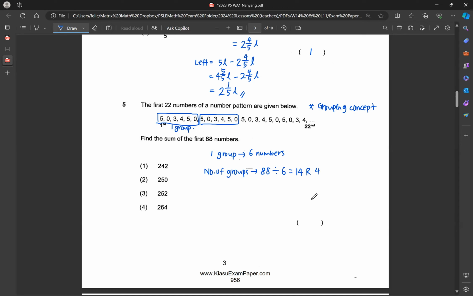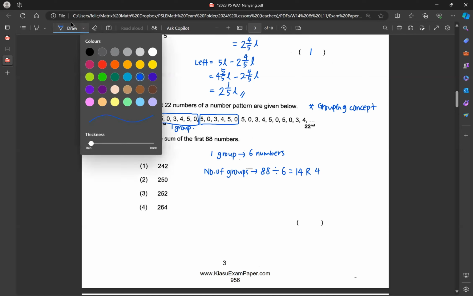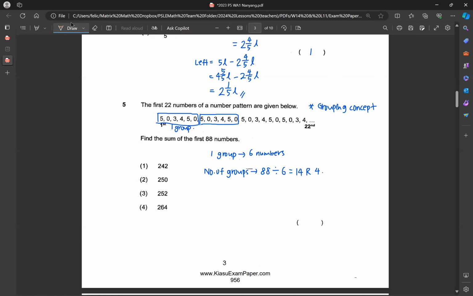So that means this 14 will be 14 of such groups, one after another, 14 groups placed beside each other, whereas the remainder 4 is actually referring to the remainder 4 numbers. I'm just going to write that down. These are the remainder 4 numbers after the existence of 14 groups. Basically it's the first 4 numbers in line after the 14 groups have been placed.